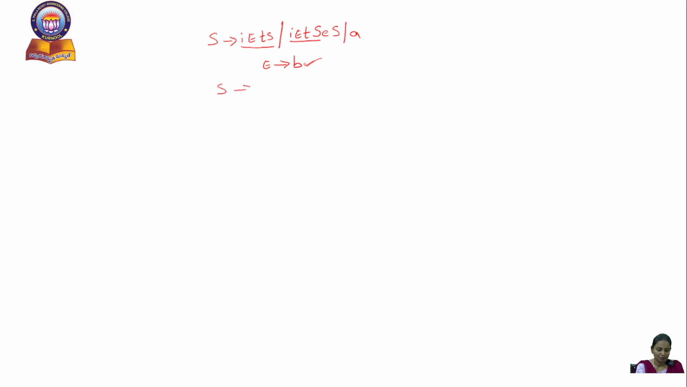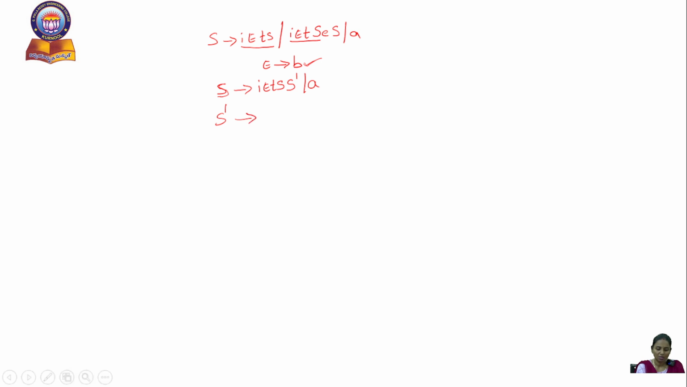S derives IETS, which is the common prefix that you have to consider, and what is its non-terminal? S is its non-terminal, so I'm going to write S dash, and A can be written in the same format. And what does S dash derive?